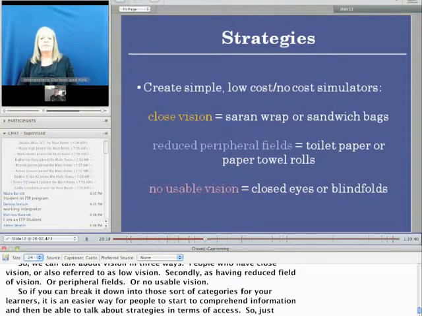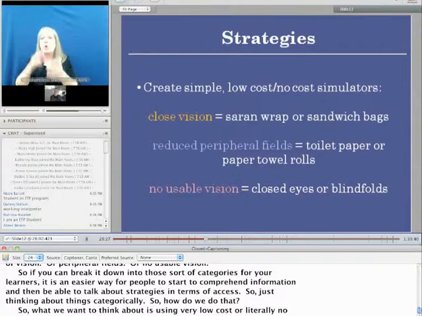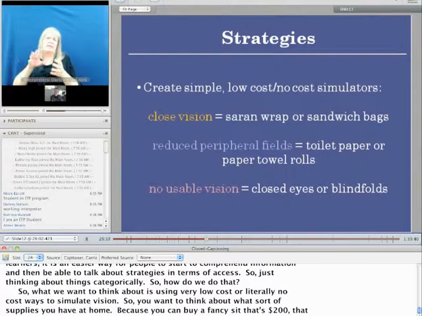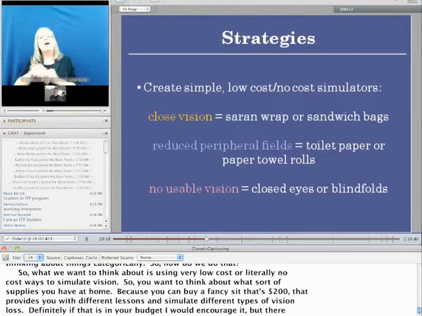So what we want to think about is using very low cost or literally no cost ways to simulate vision. So you want to think about what sort of supplies you have at home, because you can buy a fancy kit that's $200 that provides you with some different lenses that will simulate different types of vision loss. Definitely, if that's in your budget, I would absolutely encourage it. But there are also other simple ways to do this. And as you can see, my very fancy 99-cent store items can make a significant impact on your learners or on the people who are experiencing this.